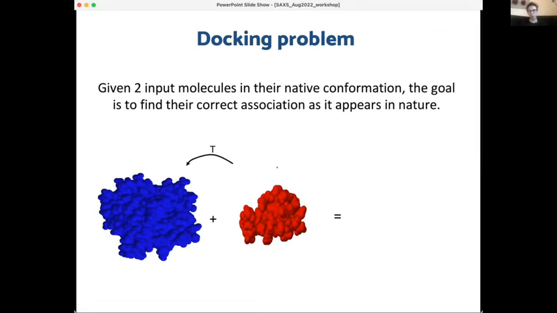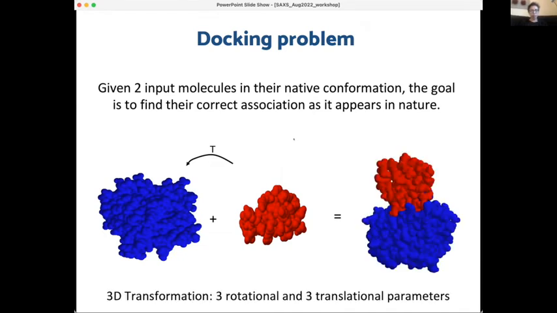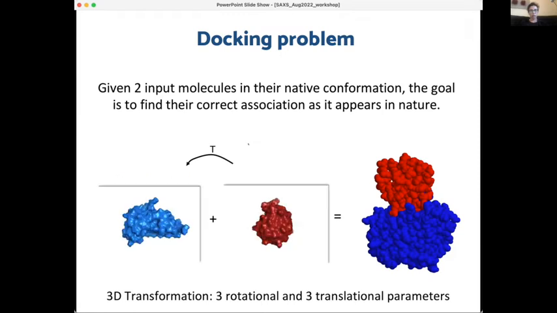Even if you 3D print them and play with them, it's very hard to put them together when we go to 3 dimensions. So what we are looking for, if we fix one protein, let's say we fix the blue protein, is the transformation T, which is 3 rotational degrees of freedom and 3 translational degrees of freedom. Those 6 parameters tell us how to bring this protein to the blue one so that they are in contact with each other.